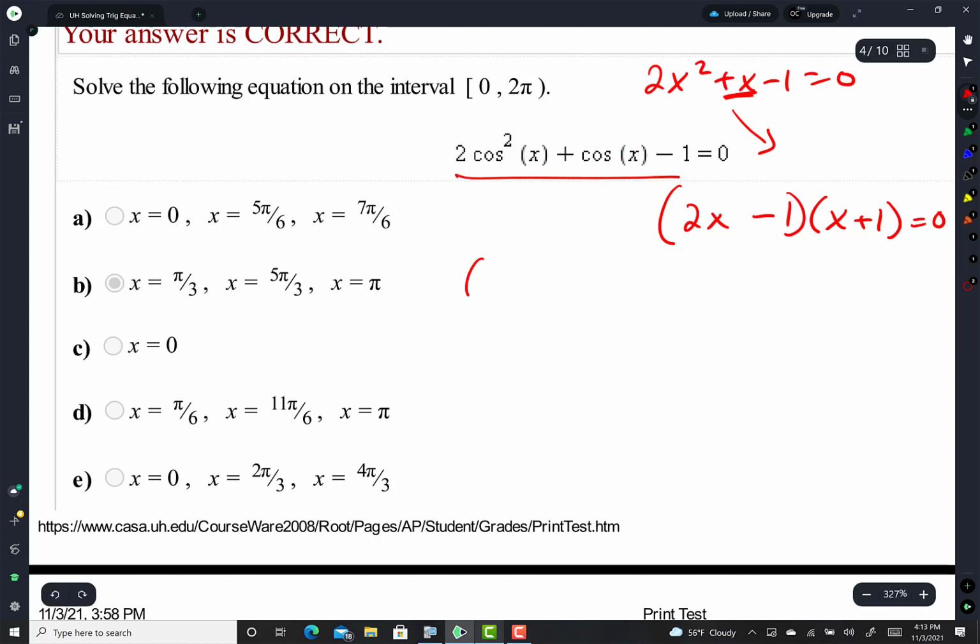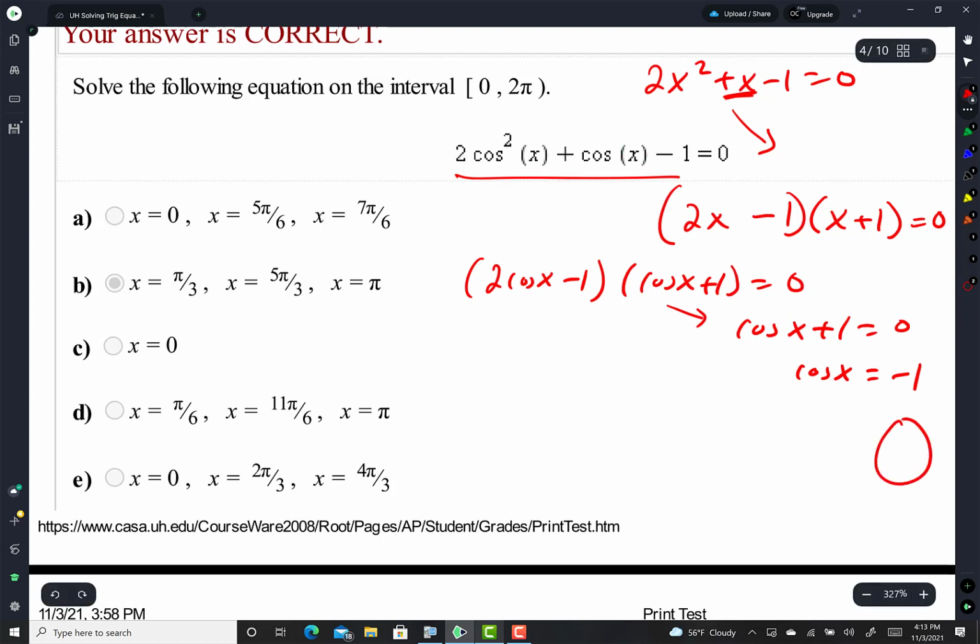So here we go. 2 cosine x minus 1, cosine x plus 1 equals 0. So I'm going to write this one over here. Where does cosine x plus 1 equal 0? Wherever cosine x equals negative 1. That on the unit circle only happens at x equals pi.